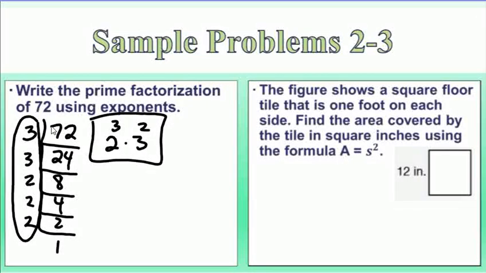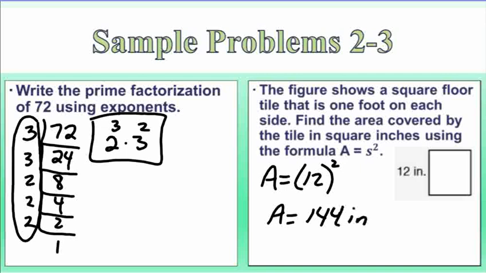Next, the figure shows a square floor tile that is 1 foot on each side. Find the area covered by the tile in square inches using the formula A equals S squared. So if I substitute, a foot is 12 inches. I substitute 12 in for S, 12 squared, this would make it 144 square inches.